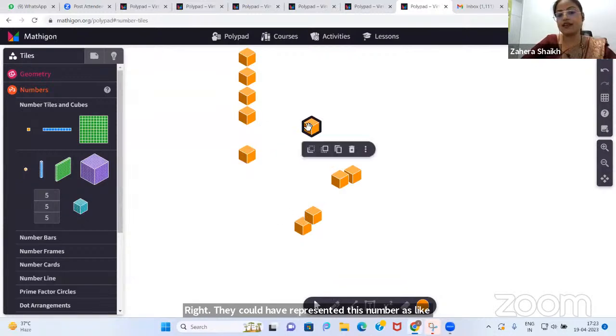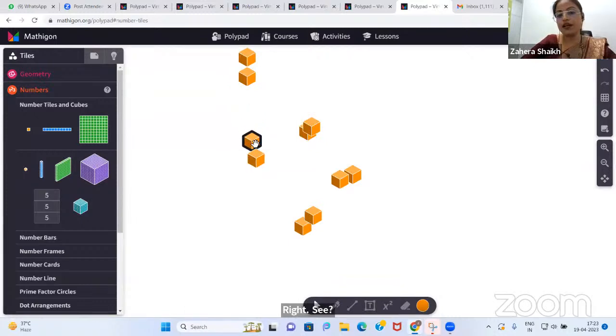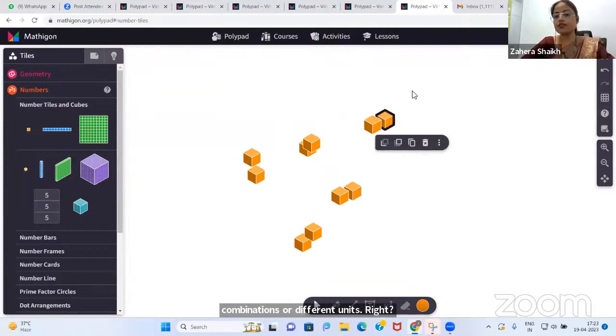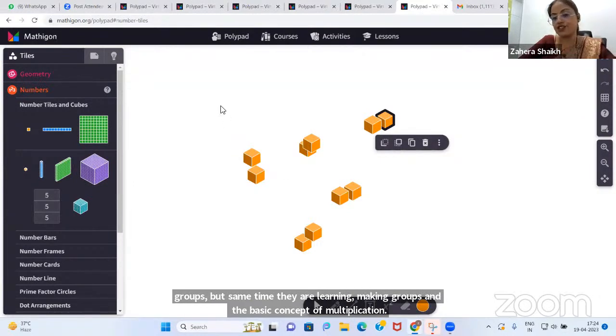See, this is again decomposing a number into different combinations or different units, right? So one of the children could have represented this 10 as 5 groups of 2. I have 5 groups of 2. This is counting in groups, but at the same time they are learning making groups and the basic concept of multiplication. So this knowledge they have already had from their nursery or KG.